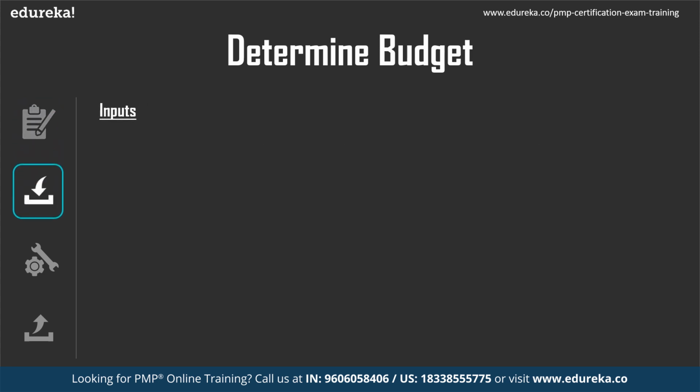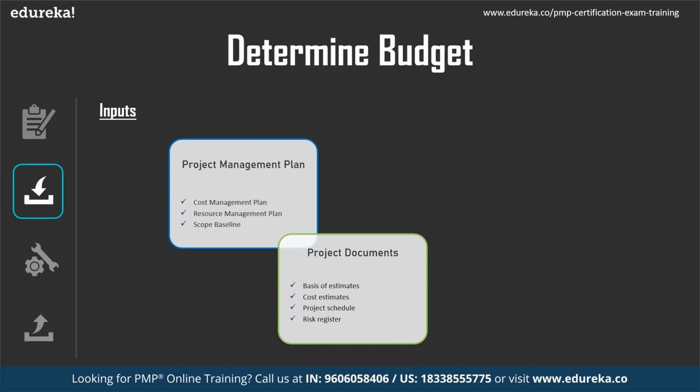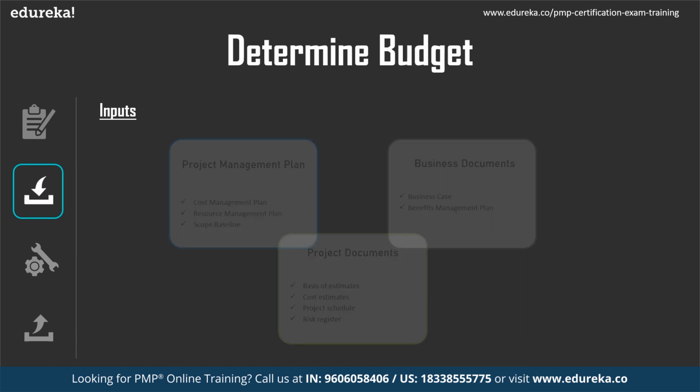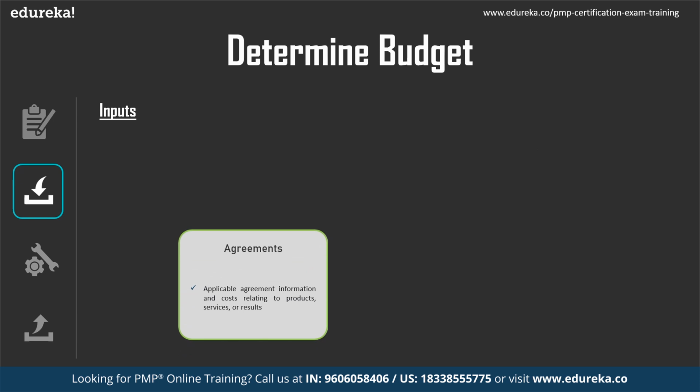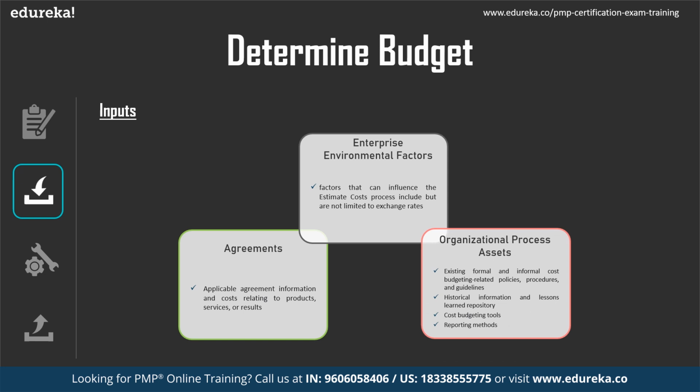So the inputs to this process would be project management plan, basically cost management plan, resource management plan, scope baseline, project documents, that is basis of estimates, cost estimates, project schedule, risk register, then business documents, which is business case, benefits management plan, then agreements, which is basically the agreement done with the suppliers or with any of the customers. Those are considered because you may be acquiring a specific product or service, or you are producing a specific product or service for your consumer. So these need to be understood, in what terms the project is being worked. Then enterprise environmental factors and organizational process assets.